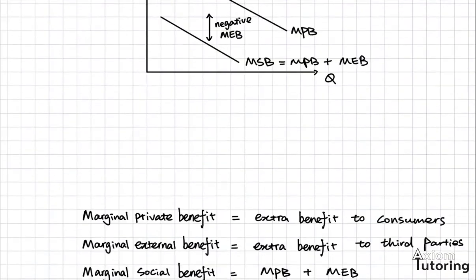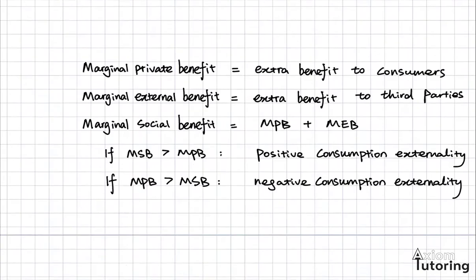Let's summarize. So private benefits are benefits to decision makers, while external benefits are benefits to third parties, and social benefit is the sum of private and external benefit. When we introduce the concept of marginal, marginal private benefit is the extra benefit to consumers from one more unit of consumption. Marginal external benefit is the extra benefit to third parties arising from one more unit of consumption. Marginal social benefit is the sum of marginal private and marginal external benefit.